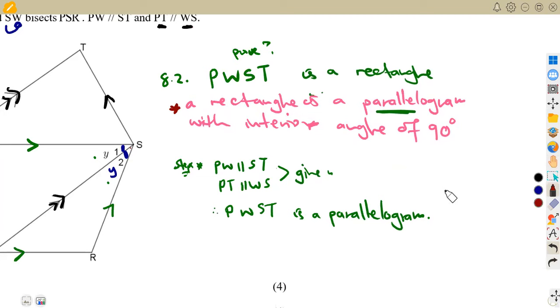Remember, I said a parallelogram is the mother of the rectangle, the rhombus, and the square. So by just being parallel, we are just saying it's a parallelogram because it can be a rhombus. Take note that it can be a rhombus. It can be a square. It can be a rectangle. So now we are not yet sure. So the reason for just saying this is a parallelogram is because of what? Both pairs of opposite sides parallel.